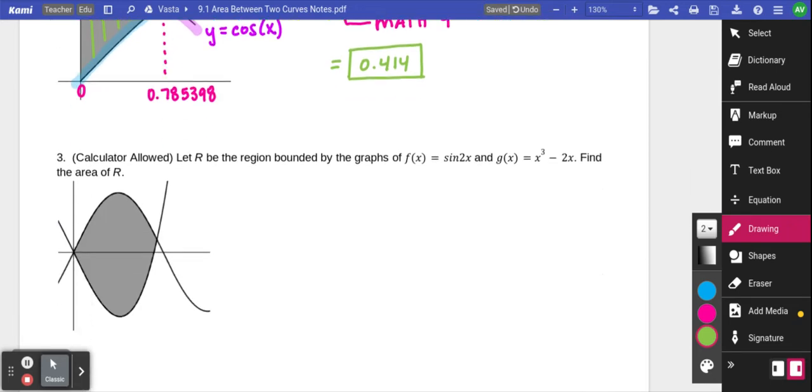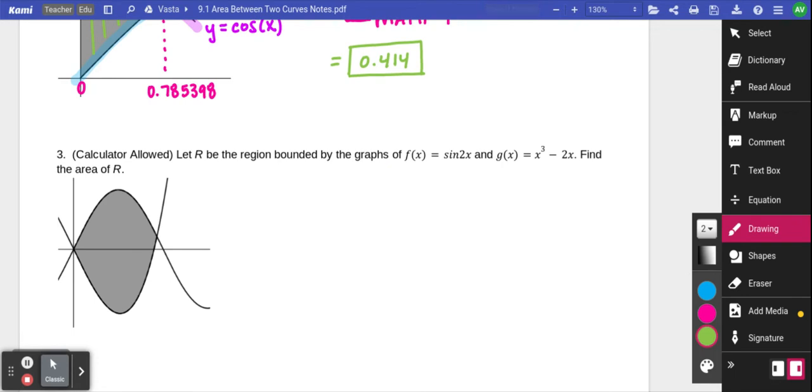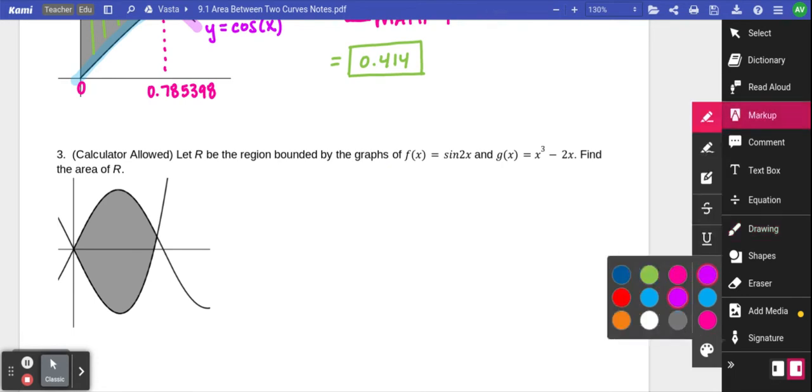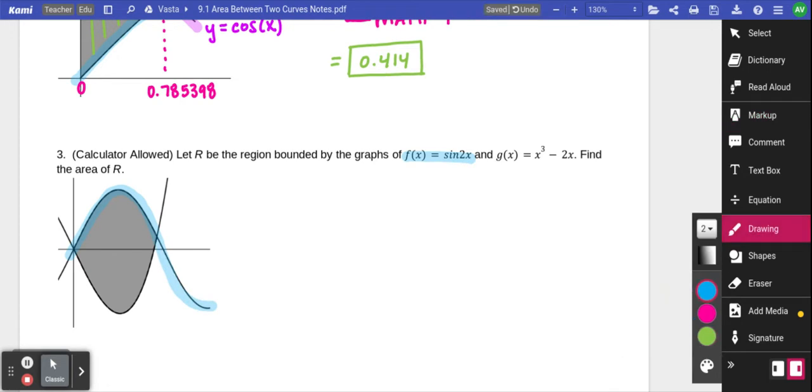Now let's talk about number 3. Again, this is a calculator question. Again, I'm going to graph it on my calculator in order to figure out not only which equation is which, but also where they meet. So my first equation here is y equals sine of 2x. Now I know that because of how I graphed this on my calculator, this is my sine equation. So that's going to be my f of x equation.